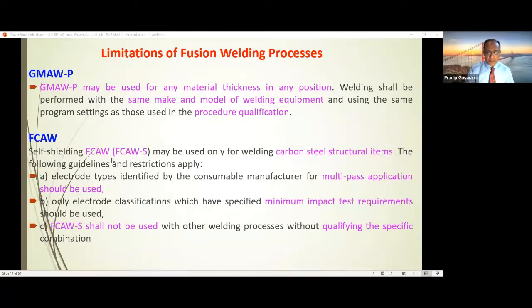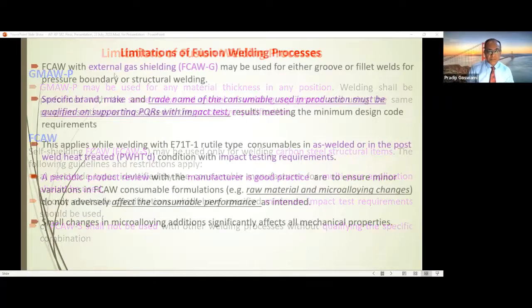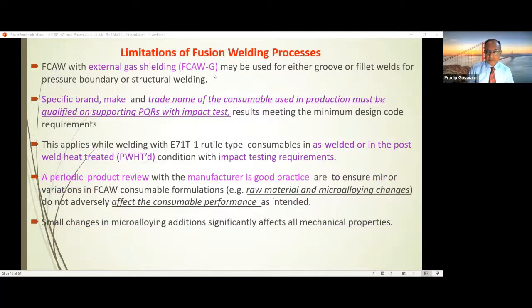And as you know very well, the shielding is provided by the core or the flux which is used in the core. So that is why all these specific requirements are there. And FCAW with the external shielding gas, that is FCAW-G, may be used for groove and fillet welds for pressure boundary and structural welding. Specific brand, make, trade name of consumable used in production must be qualified on supporting PQR with impact test, and results meeting the minimum design code requirement.